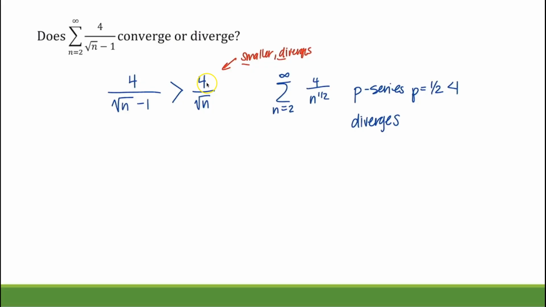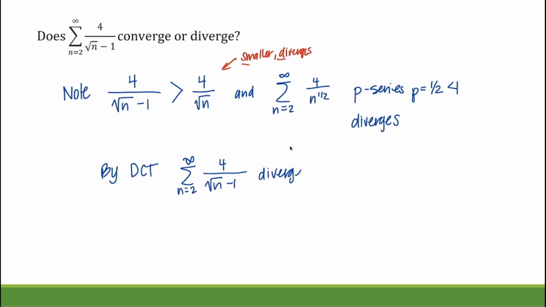So I have something smaller that diverges, then the bigger one must also diverge. This is bigger, so it has no chance of adding to a finite number. If the one's smaller, then it doesn't. So let's make it a little bit more formal. Note that this inequality is true, and this series diverges. So we can say by the DCT, the direct comparison test, the sum from n equals 2 to infinity of 4 over the square root of n minus 1 also diverges.